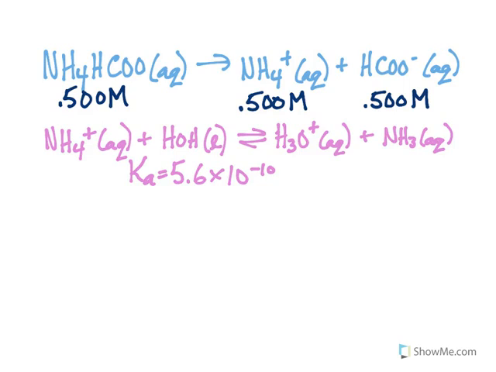The ammonium ion acts as an acid. We can look up its Ka value in the table, and that will show that it is a fairly weak acid.